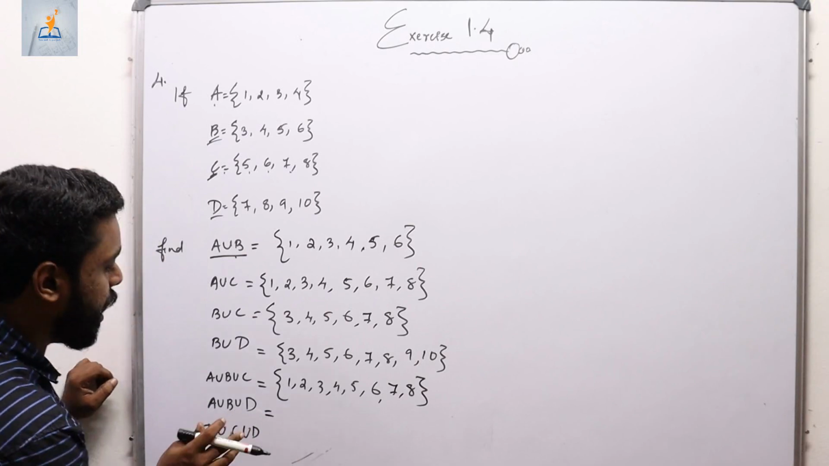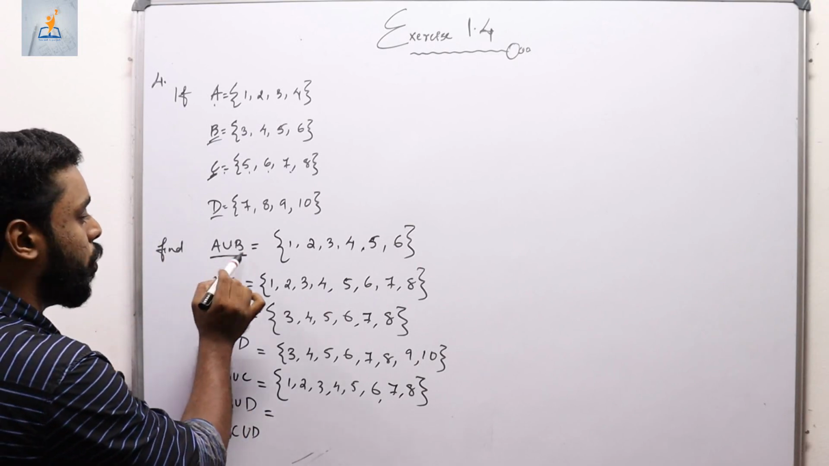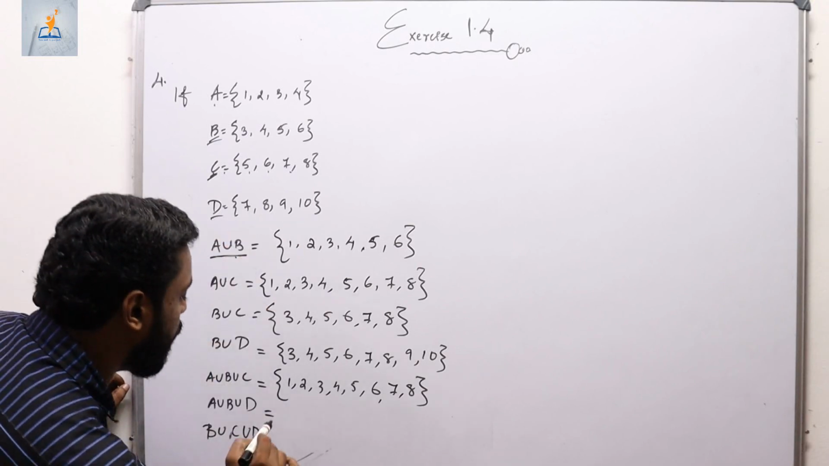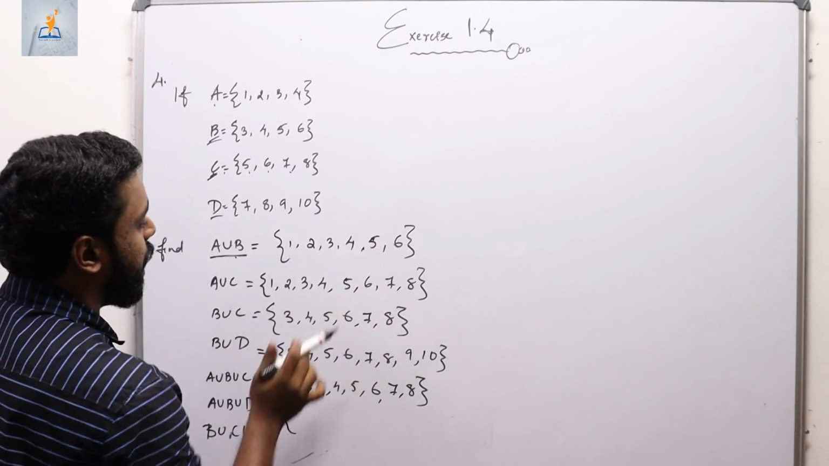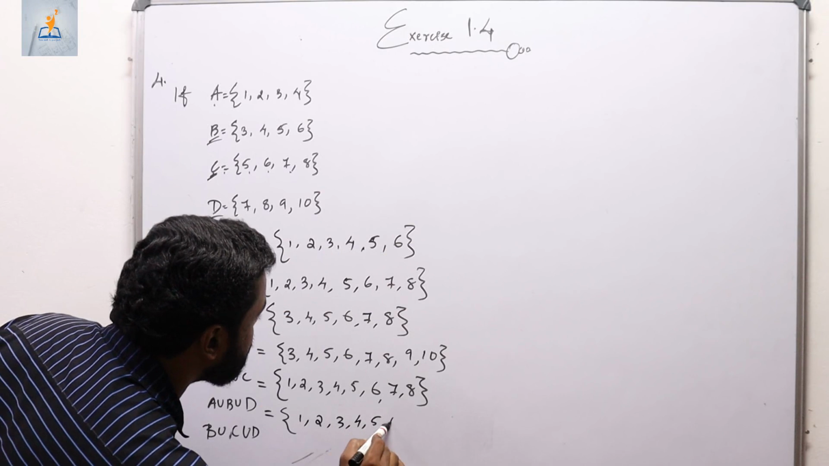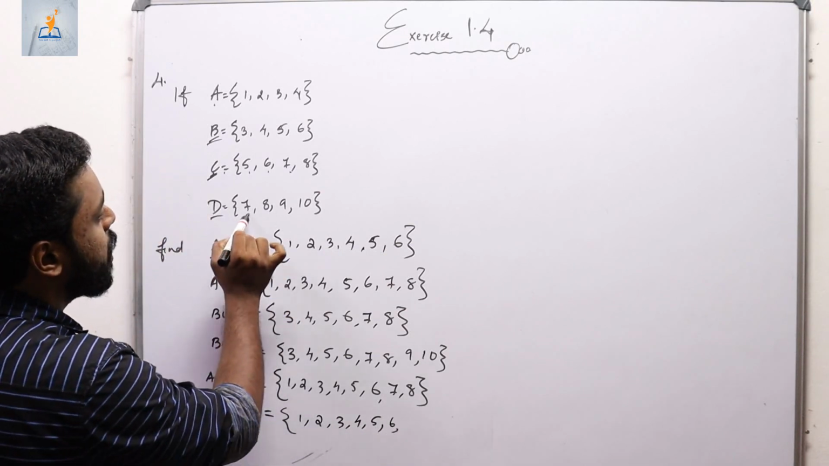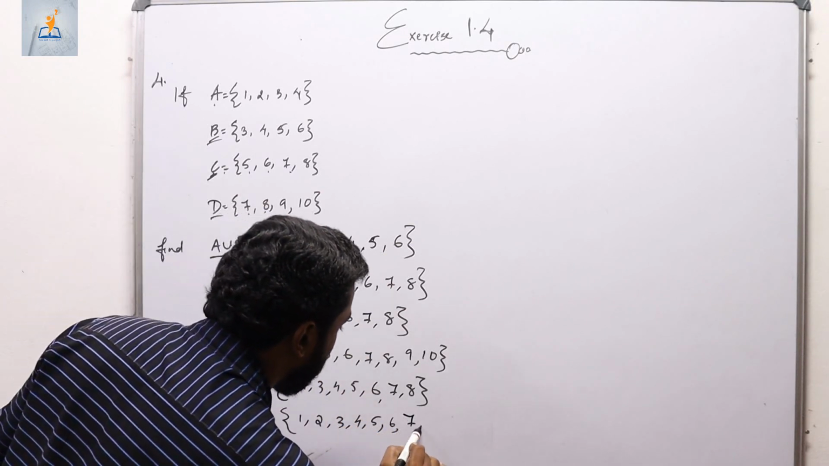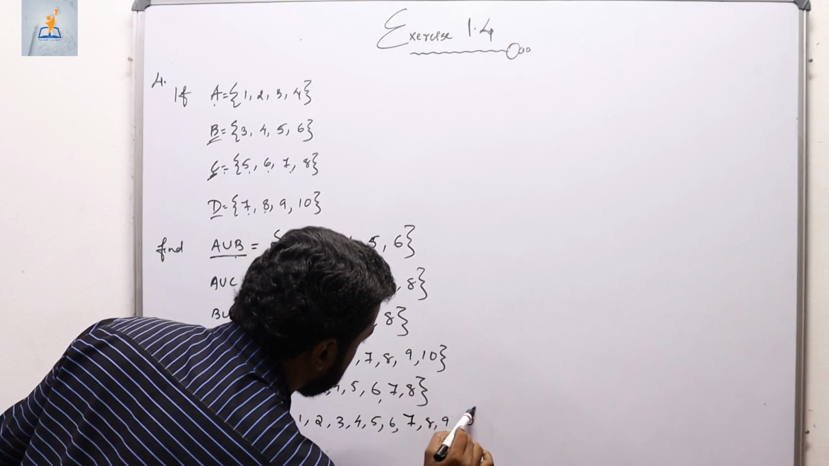Now we have to find A union B, union D. Already we found out A union B. We have D here. So what all things are there in A union B? 1, 2, 3, 4, 5, 6. In D we have 7, 8, 9 and 10.